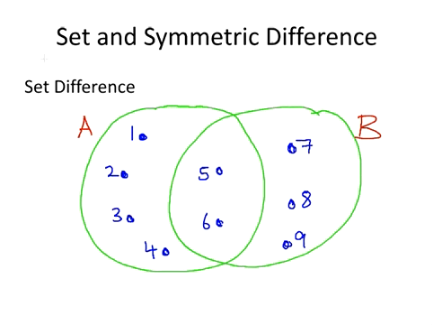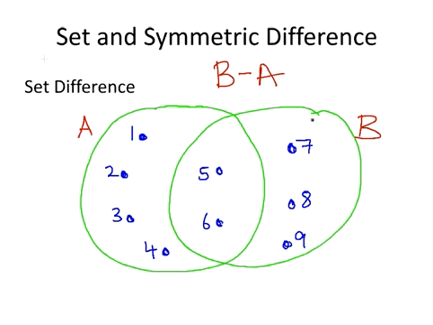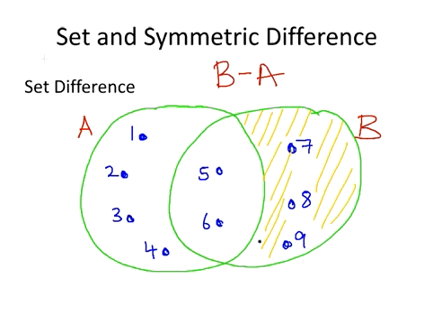Conversely, we could look at the elements of B minus A, the set difference of B minus A. Let's write that down, B minus A. And which area of the Venn diagram corresponds to that? Well, this part here. 7, 8, and 9.